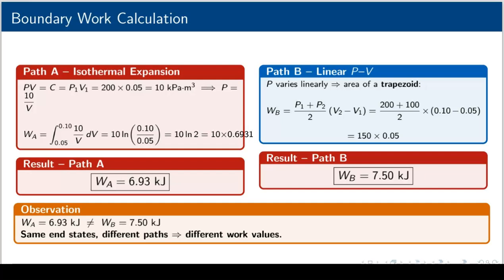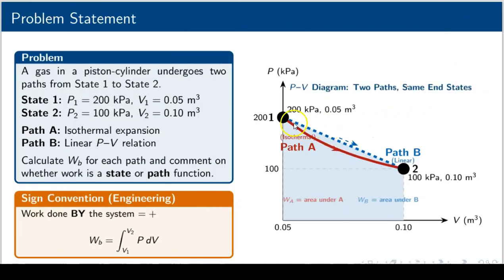And path B is that linear PV diagram. So when P varies linearly with V, the area under the curve is a trapezoid. So from here WB is equal to (P1 plus P2) by 2 times (V2 minus V1), that is 7.53 kilojoule. You can see that. So path B is a trapezoid, and the other, path A, is the area under the curve, the integration of PdV.